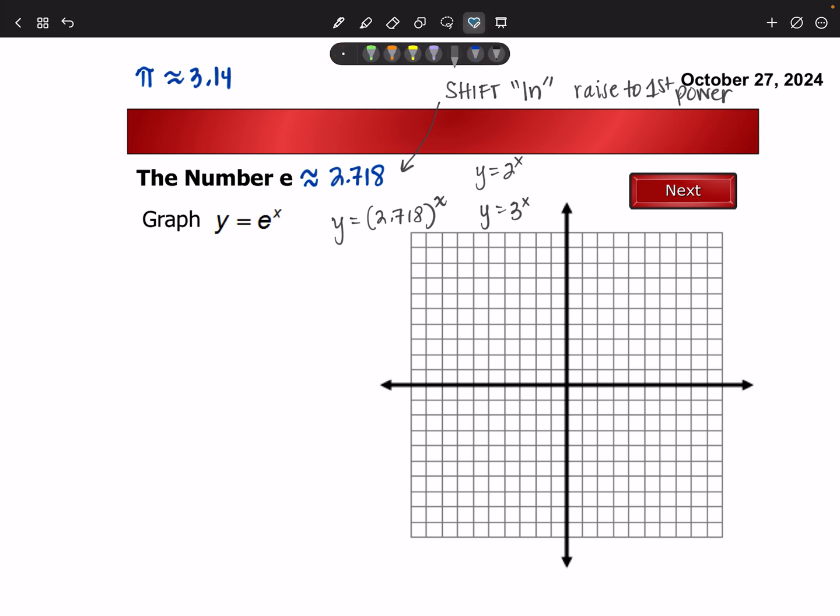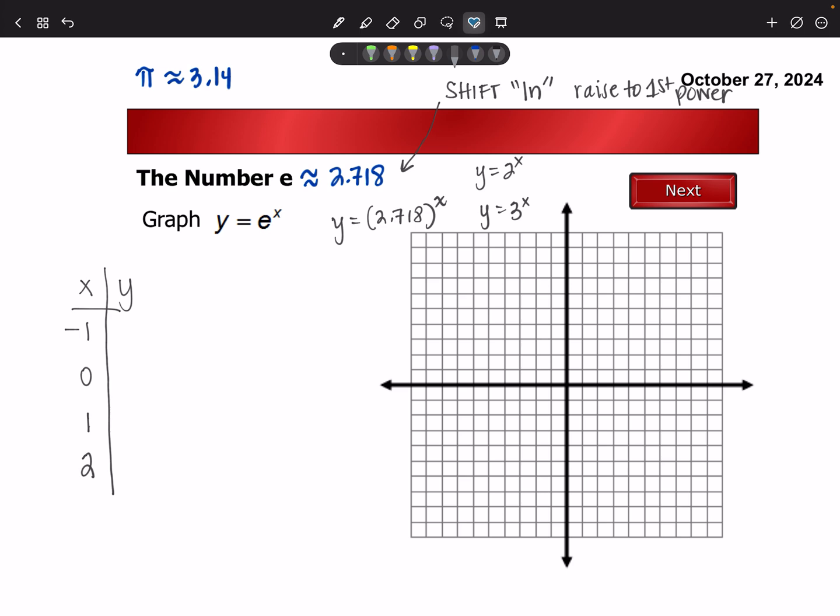So we're going to make a table. We already know what this is going to look like. It's going to look like y equals 2 to the x. It's just going to have a slight stretch to it. So I'm going to make a table. I'm going to put a -1 in for x, a 0, a 1, and a 2.